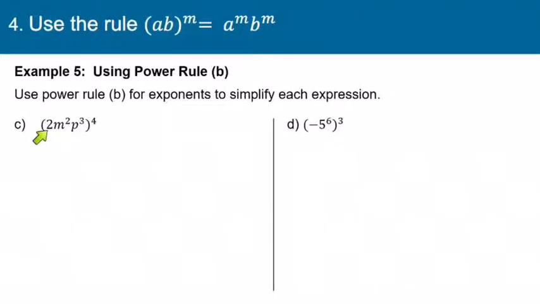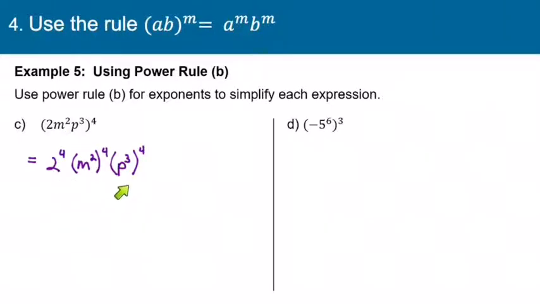Now for part C, we have 2m squared p to the third, all raised to the fourth power. So this is a product inside these parentheses, and that means we can apply this exponent to each factor inside the parentheses. That's going to make 2 to the fourth times m to the second raised to the fourth times p to the third raised to the fourth.